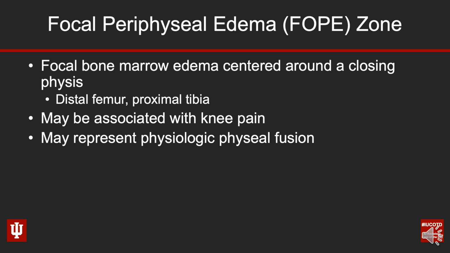Here, we have a case of focal periphyseal edema, or a FOP zone. This refers to focal bone marrow edema centered around a closing physis, usually involving the distal femur or proximal tibia. This is an entity of uncertain clinical significance, as it may be asymptomatic or associated with trauma and/or knee pain. There are some hypotheses that these FOP zones represent the normal physiologic process of skeletal maturation.